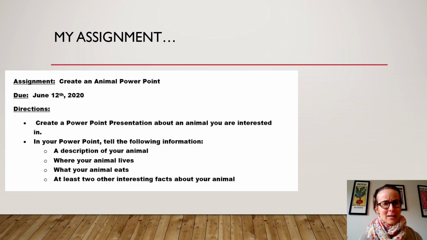I'll show you my assignment again. When I think about the directions to my PowerPoint assignment, it told me that I need to be able to describe my animal. I know some information that describes the orca, but I think I could find some more. I know that I don't have a whole lot of information about where the orca lives, other than the fact that it lives in the ocean and it lives in a pod. So that tells me that's another area of research that I need to continue to do.